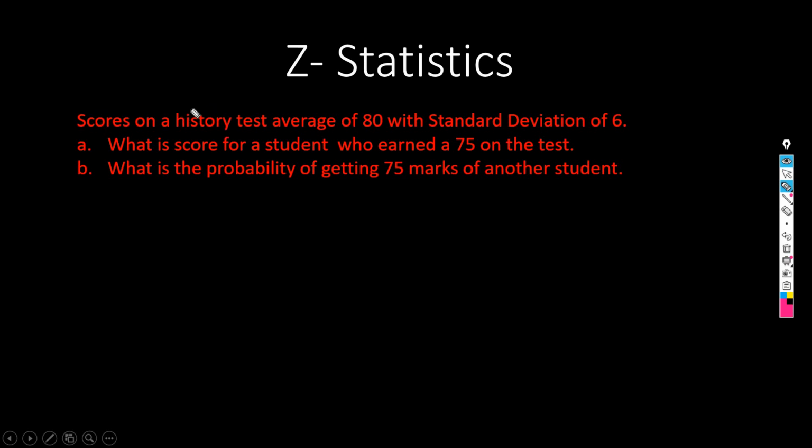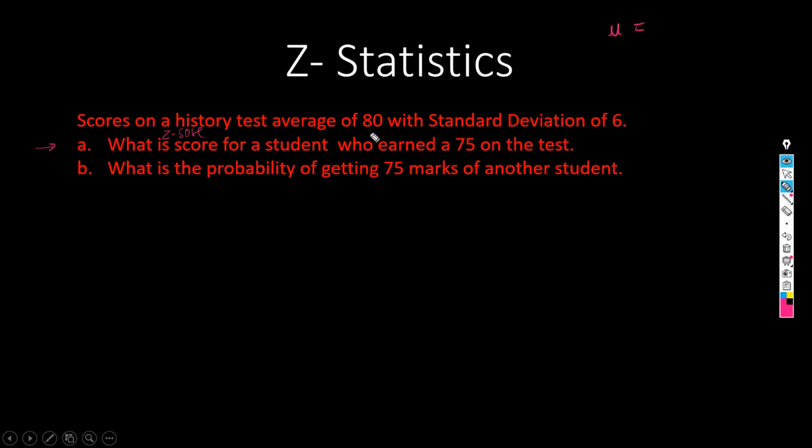Suppose I have taken a question from Google. There is a history test and students got an average mark of 80, right? And the standard deviation equals 6. The first question is very simple. We need to find the Z score for a student who earned a 75 on the test.